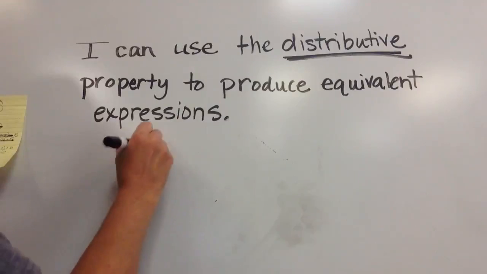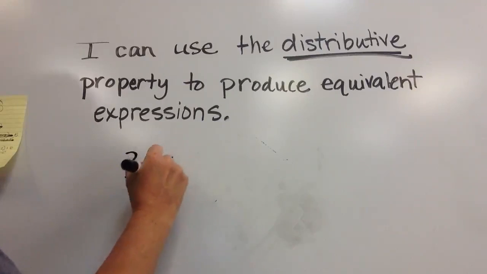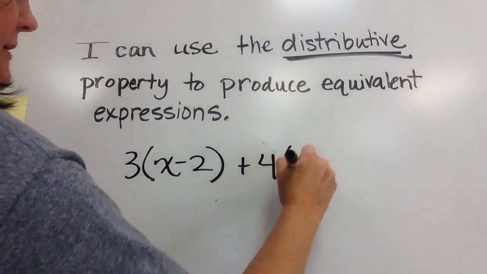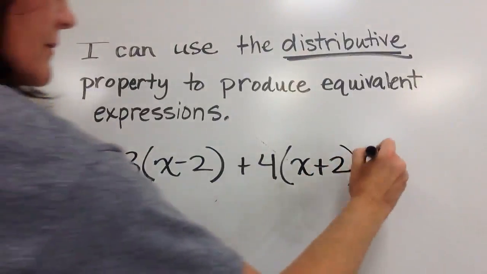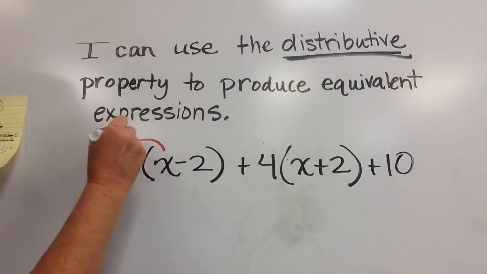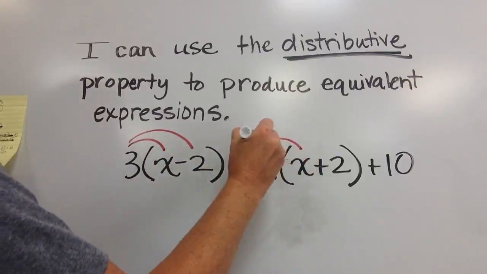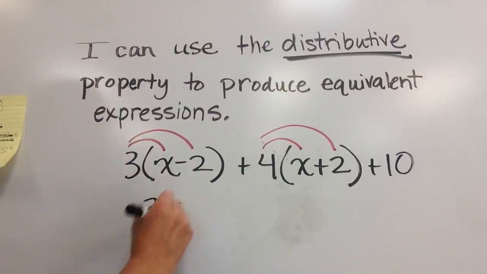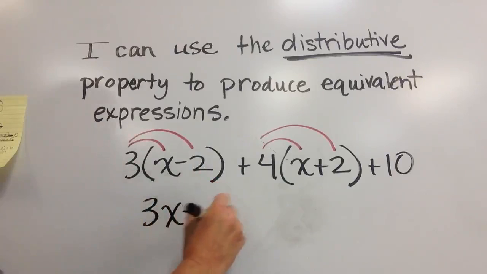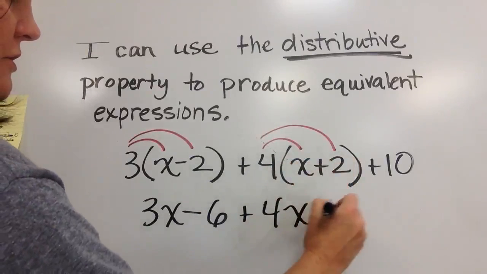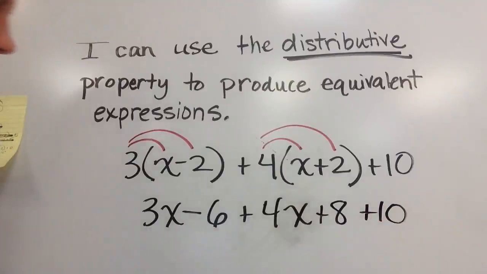We're going to do 3 times (x - 2) + 4 times (x + 2) + 10. I see that I have parentheses here with a number outside, so that lets me know to use the distributive property. So I'm going to go ahead and make my marks so I won't forget. 3 times x is 3x. 3 times 2 is 6. 4 times x is 4x. 4 times 2 is 8, plus the 10 at the end.